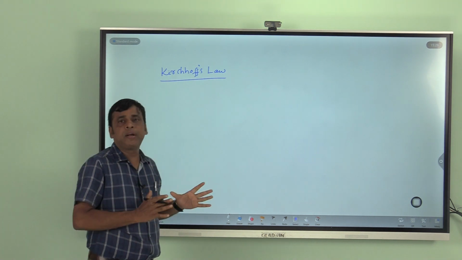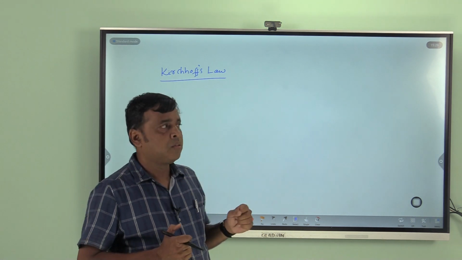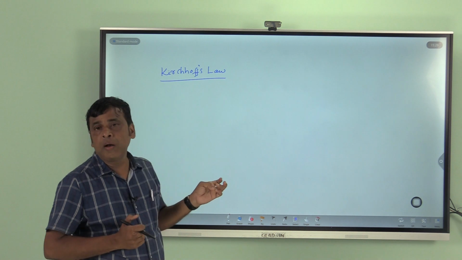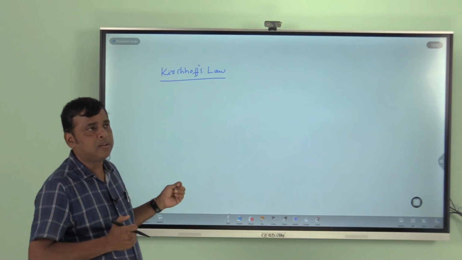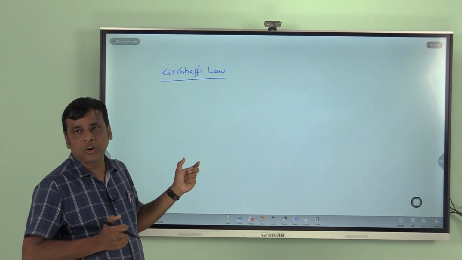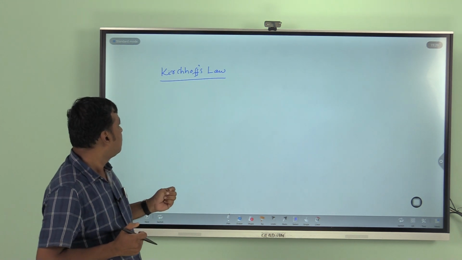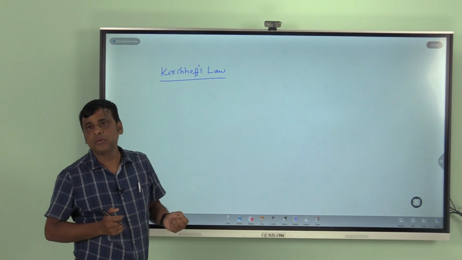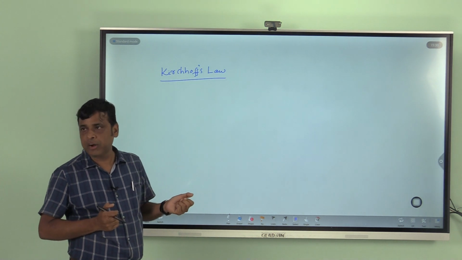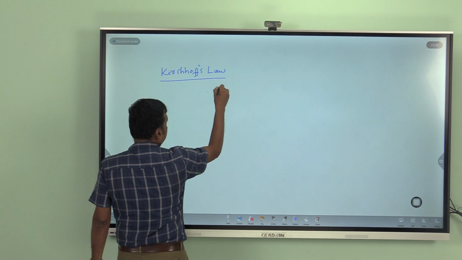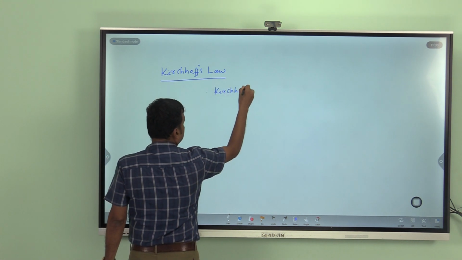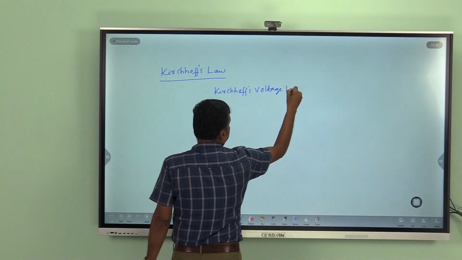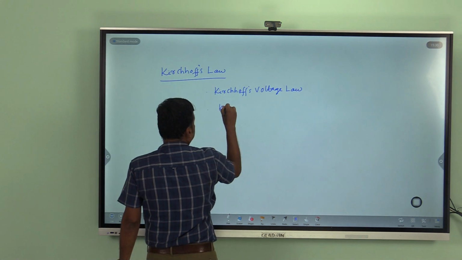So, if there are some complicated networks and you are asked to find the voltage or current through a particular branch, then with the help of Kirchhoff's law, we can determine the voltage or current for a particular branch. So, what is Kirchhoff's law? Kirchhoff's law has two laws. One is Kirchhoff's voltage law, and another one is Kirchhoff's current law.